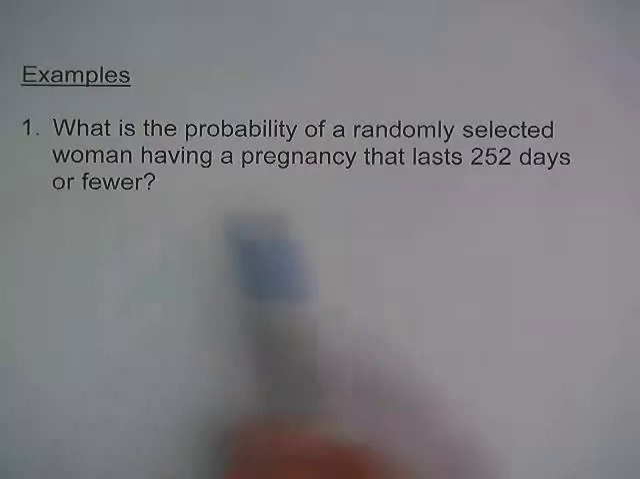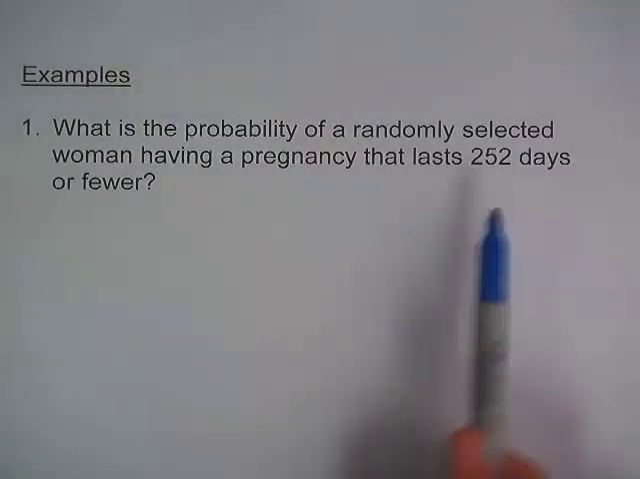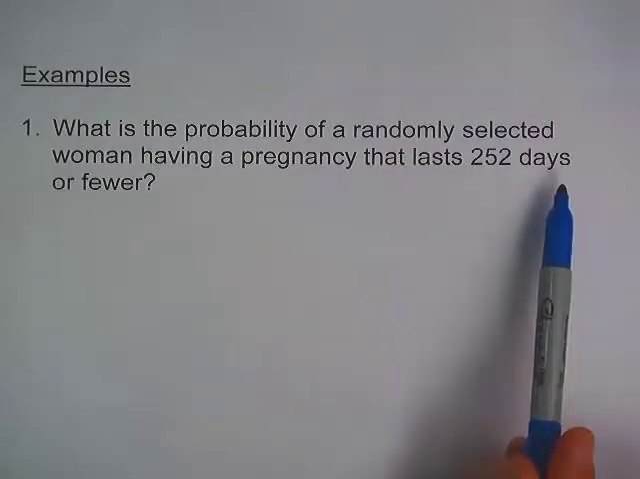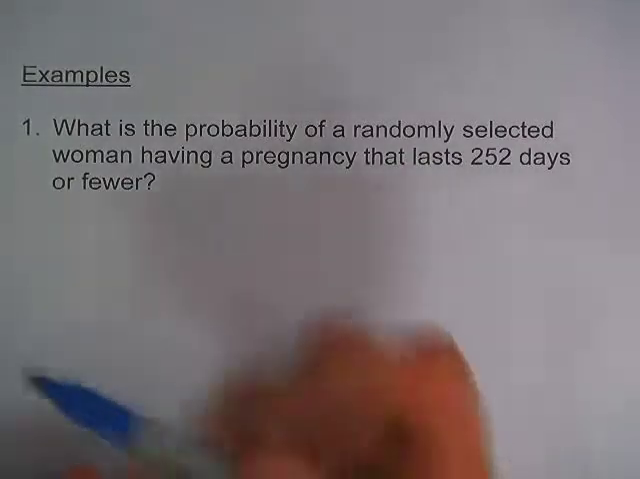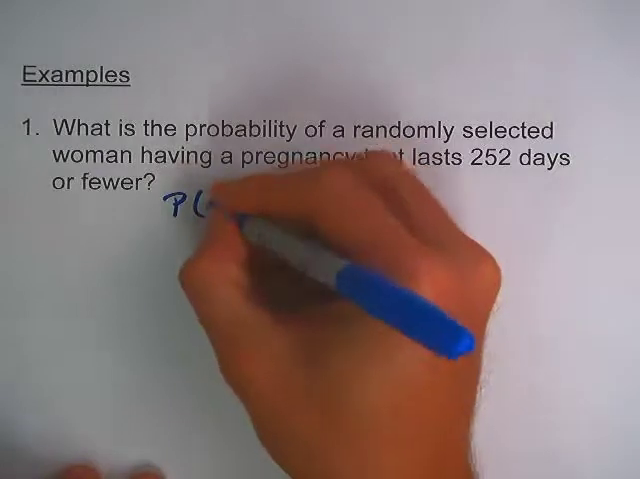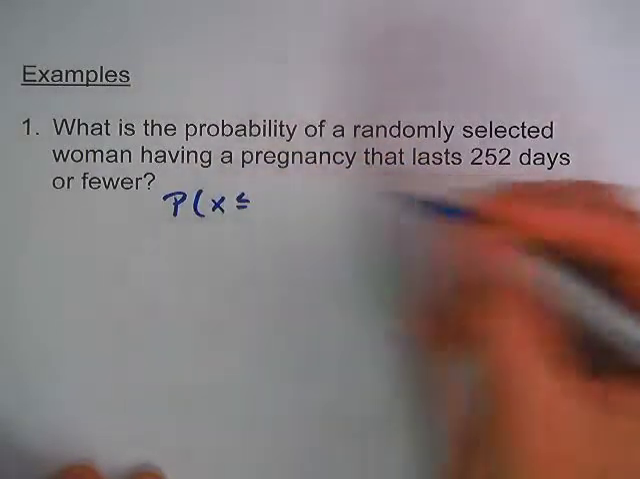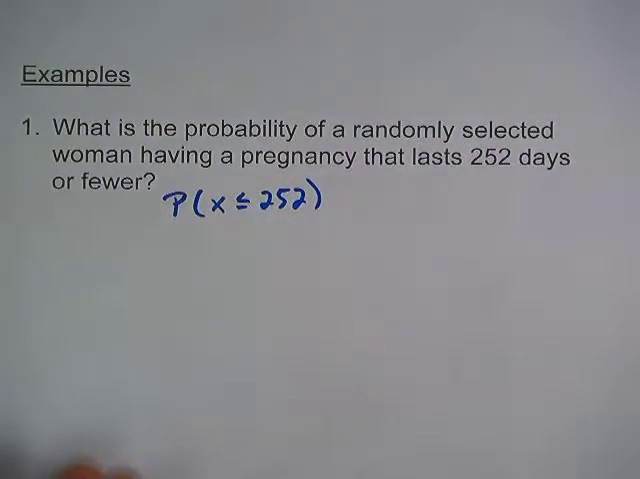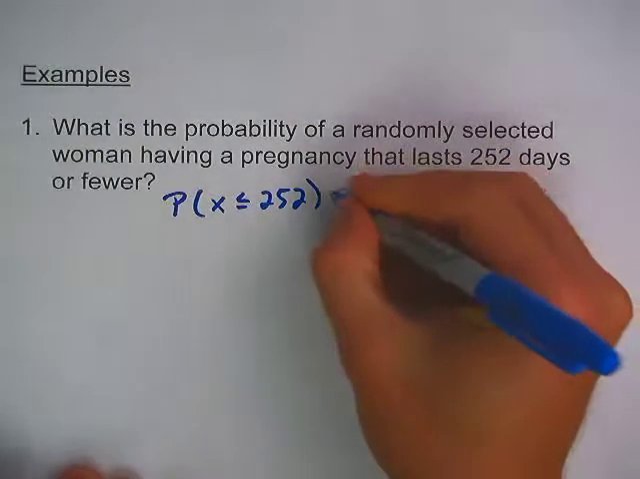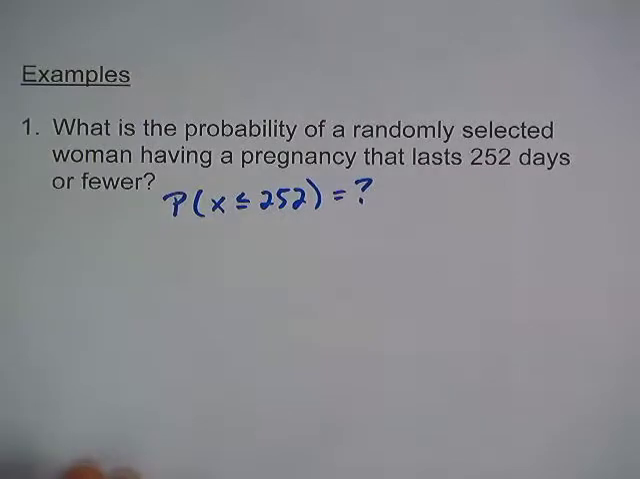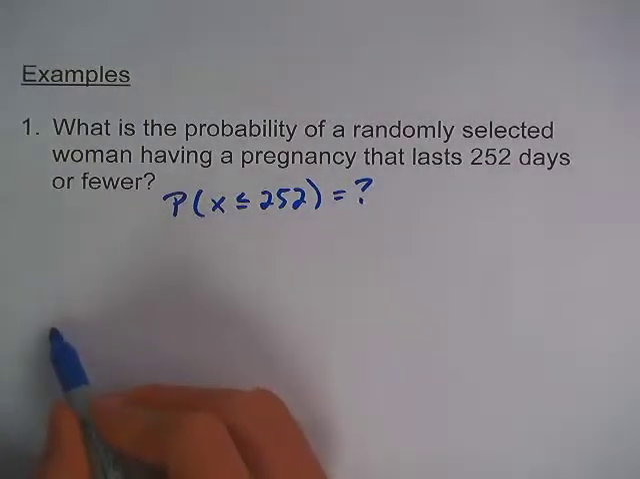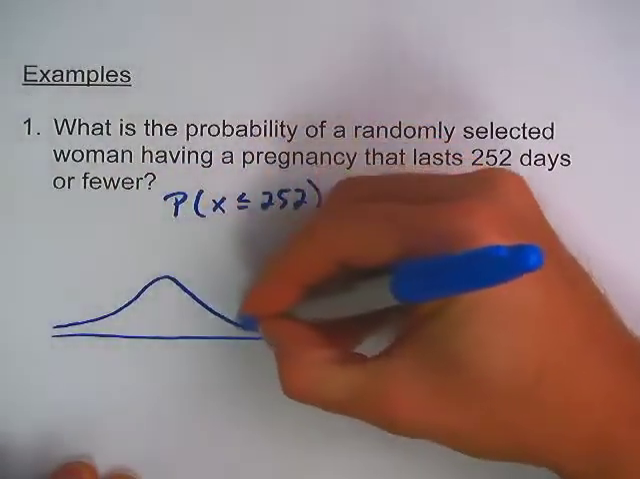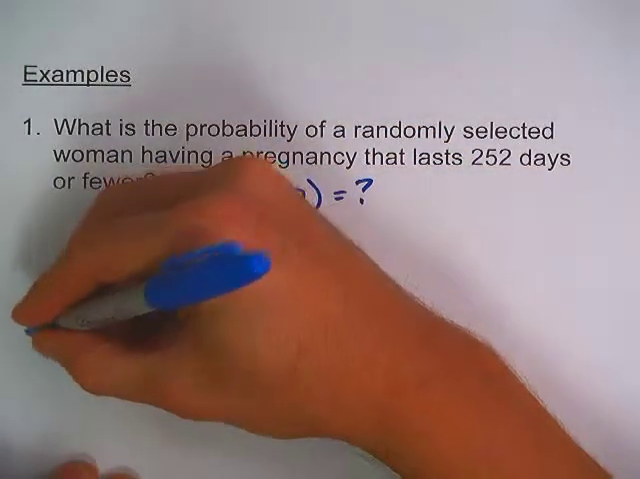Let's go back and try to answer this question. What is the probability of a randomly selected woman having a pregnancy that lasts 252 days or fewer? What we're looking for here is the probability that x is less than or equal to 252. This is the goal, this is what we're trying to figure out. And what I think is helpful is to start by actually drawing that normal distribution.